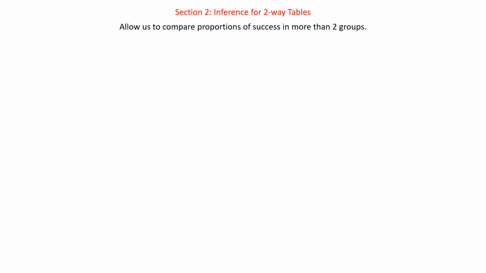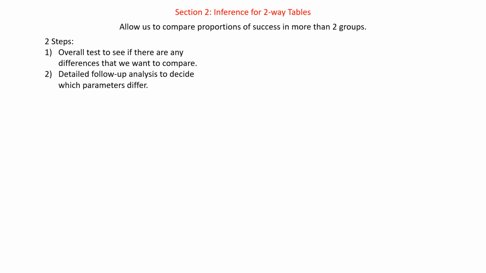So when we are comparing these things, there's 2 big steps. The first is an overall test to see if there's any differences that we actually want to compare. That's what we're doing. That's the chi-squared test. The second is a detailed follow-up analysis to decide which parameters differ, which is something that you will get to in an advanced statistics class, but not something that we actually cover here.